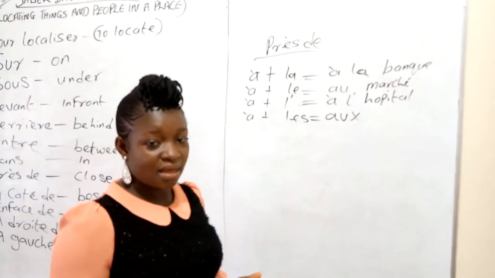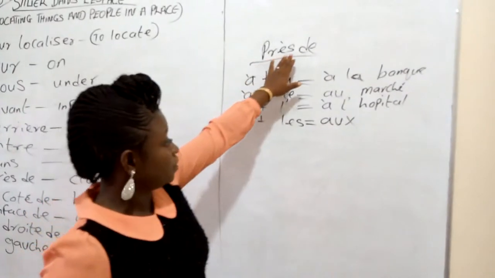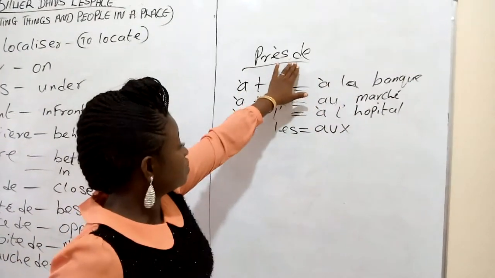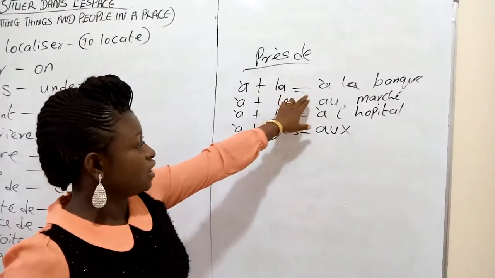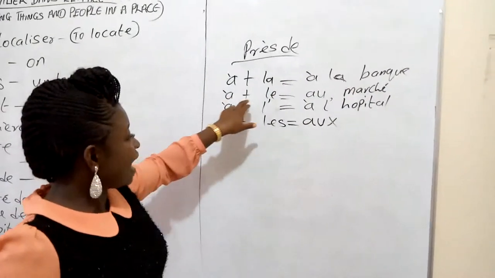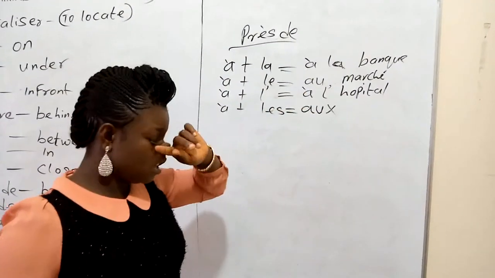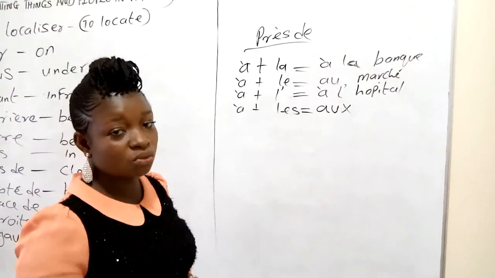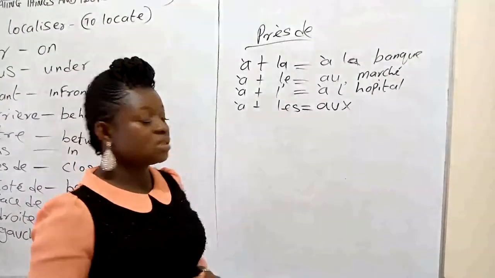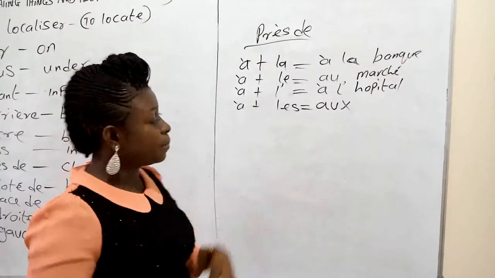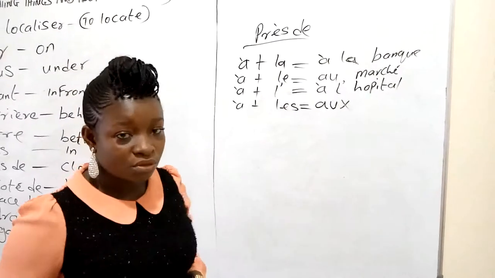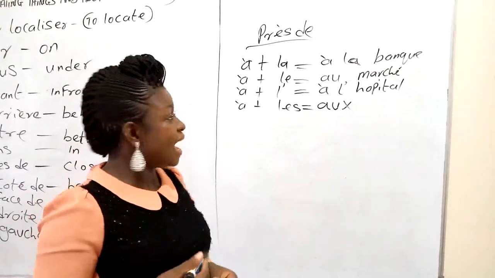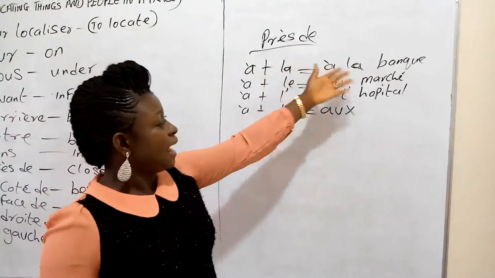So what I'm trying to say here is that once you see de, you have to use this one. When you add de plus le, it will give you du. So when the place is masculine, you should know it will definitely turn to du, and then de la will still be de la, and de l' will be de l', like you have seen, de l'hôpital. J'habite à côté ou près de la banque.